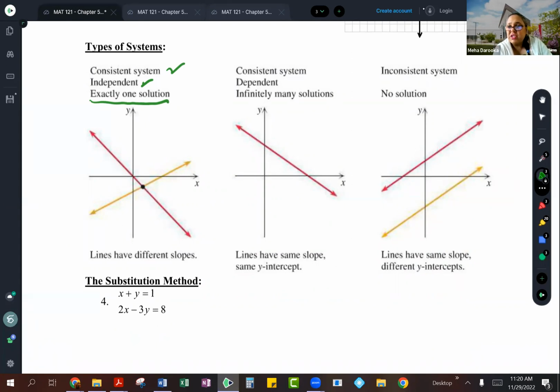Now, as you can imagine, the two lines are going to end up having different slopes. So that's case number one.